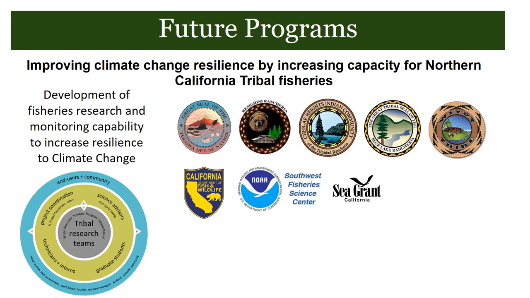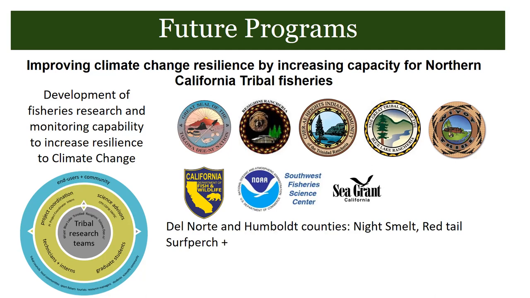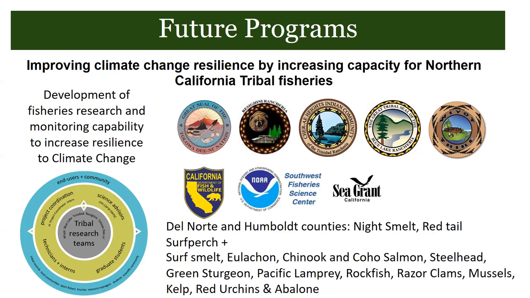And just to give you a little bit more information, for our previous project, we were working with night smelt and redtail surfperch in Del Norte and Humboldt counties, and we're expanding those species to all of these others, including not just smelt, but also salmonids, and not just fish, but also some invertebrates like razor clams, mussels, kelp, red urchins, and abalone.